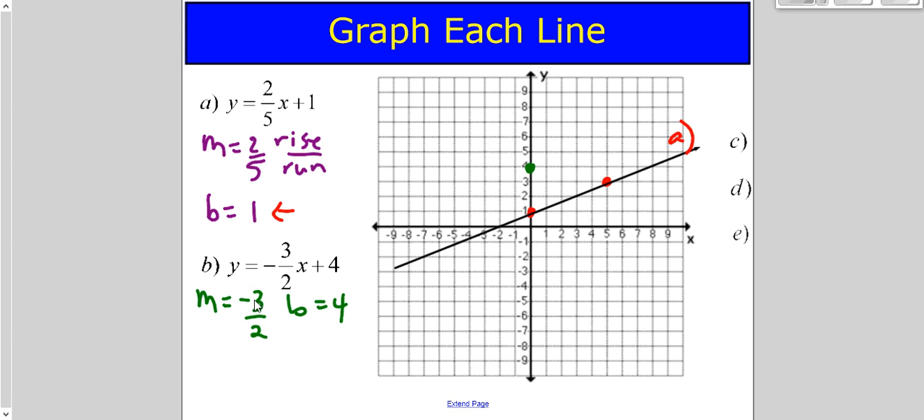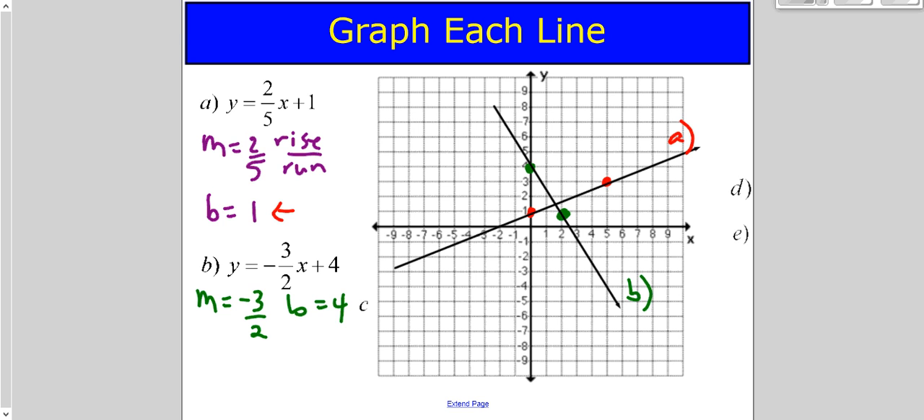Now, because this is a -3, I'm not going to go up 3. I'm going to go down 3. That's why I always like to put the negative right there with the number, so it allows me to see exactly where I'm going. So in this case, I'm going to go down 3, and then I'm going to go to the right 2. And that's where my next point will go. And then again, I can draw a nice straight line through those 2 points. That's B. So that's all you need, just 2 points to draw a straight line.